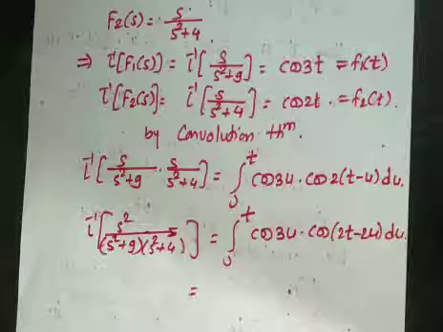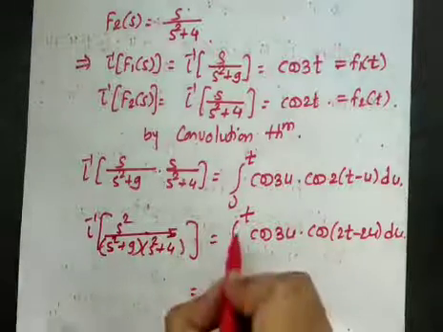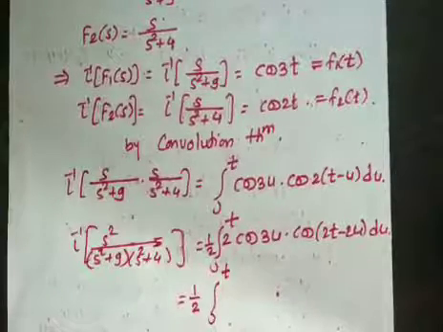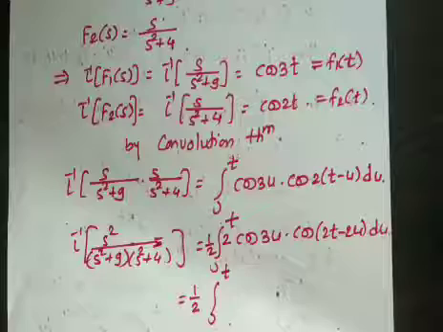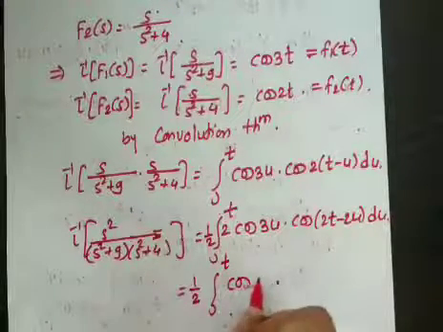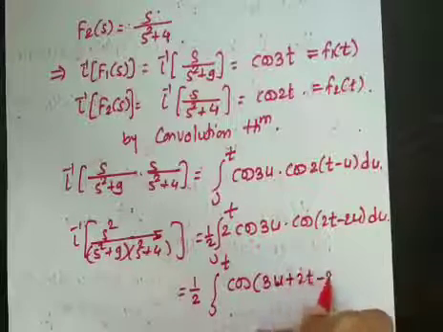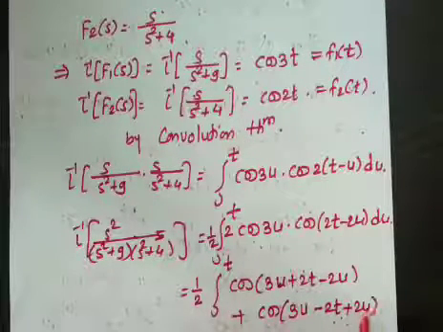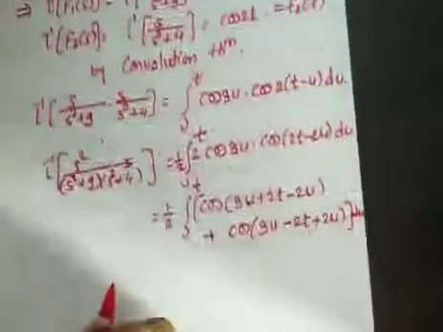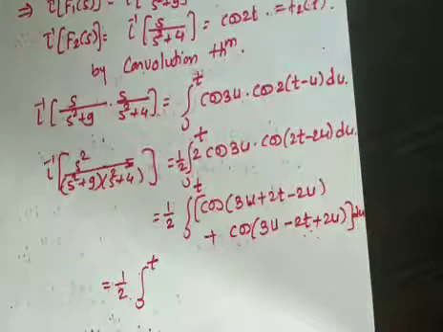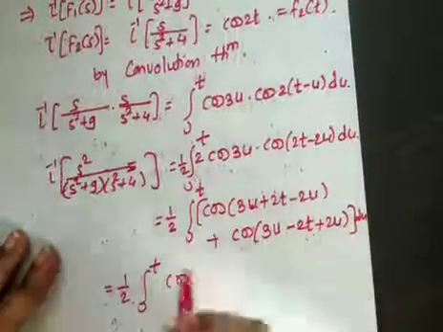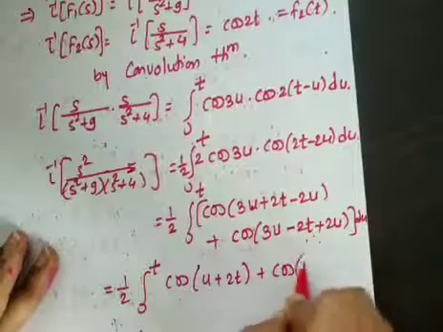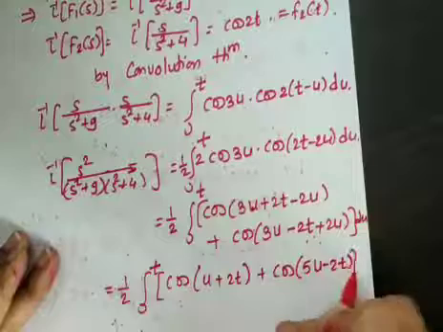This is of the form cos A cos B. We have a formula for 2 cos A cos B, so we'll adjust that. 2 cos A cos B is equal to cos(A plus B) plus cos(A minus B), that is cos(3u plus 2t minus 2u) plus cos(3u minus 2t plus 2u) du. That is 1/2 integration 0 to t of cos(u plus 2t) plus cos(5u minus 2t) du.